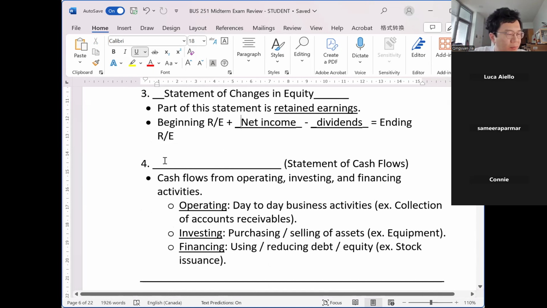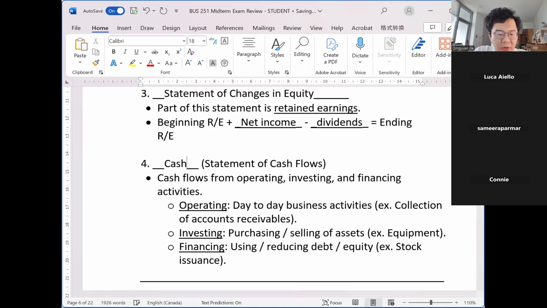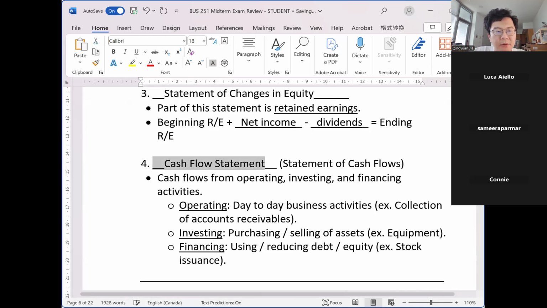And next thing is statement of cash flows, also called cash flow statement.